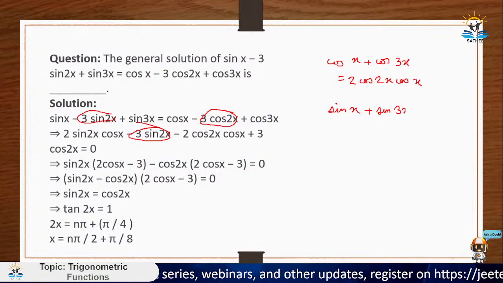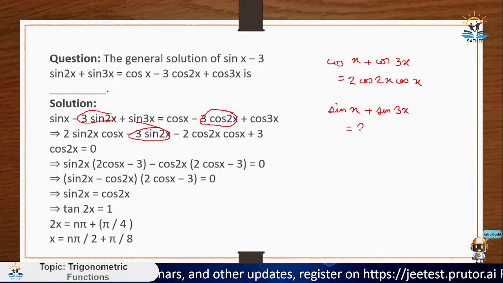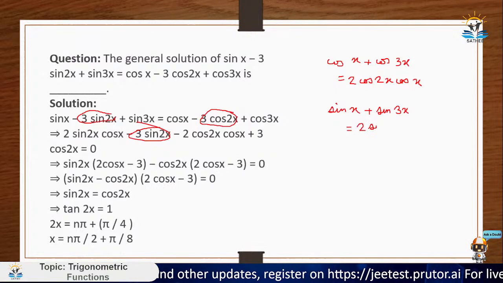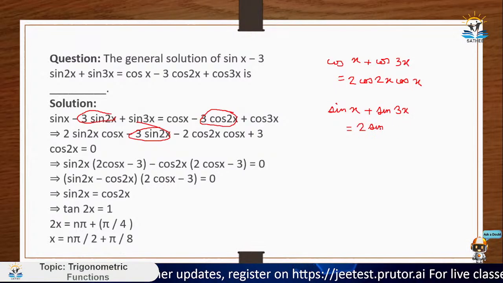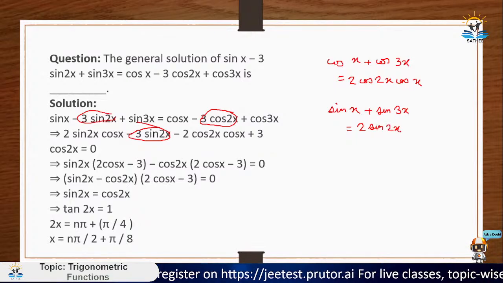Okay. So this thing is equal to, again, sin c plus sin d is 2 sin of (c plus d) by 2. Here, c plus d is 4x, and 4x upon 2 is 2x. So 2 sin 2x into cos of (c minus d) by 2.